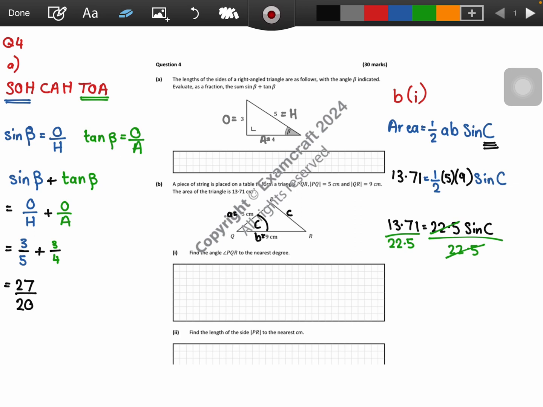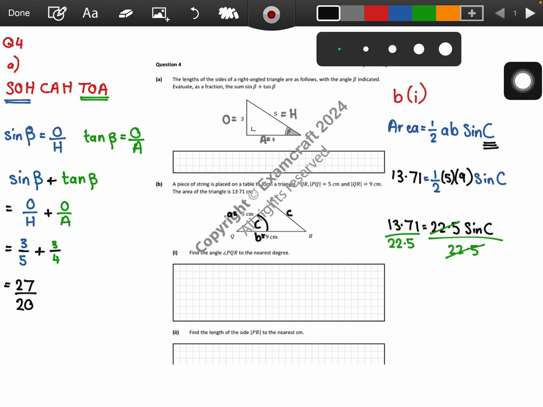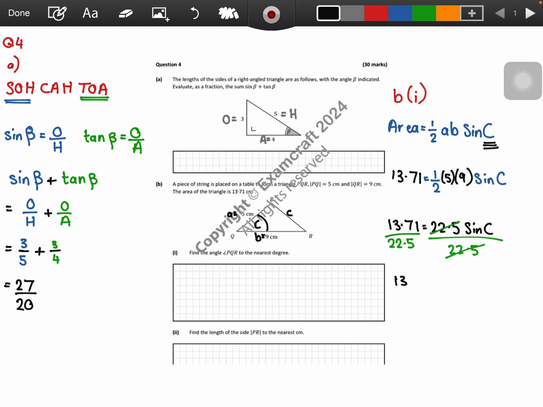0.6093 recurring. Because when I've put this into my calculator, I'm getting something that's recurring, it's actually more accurate for me to just leave it as a fraction. Otherwise, I'm going to have to end up rounding a decimal. So I'm going to actually leave this as the fraction, 13.71 over 22.5, so that I'm not rounding it. And that's what's going to be sine C. That's not giving me C though, it's giving me sine C. So how do we get rid of that sine part? Well, we do the inverse sine.